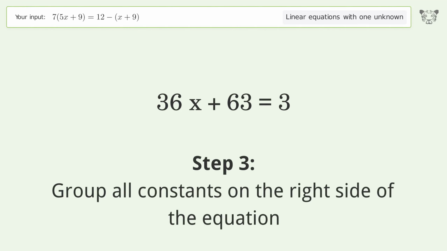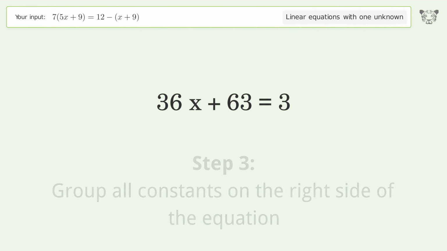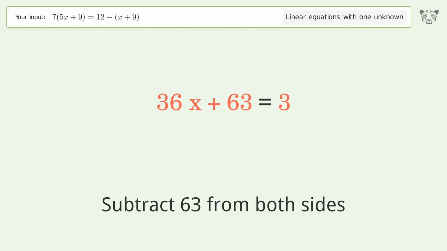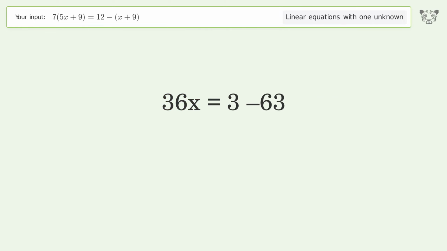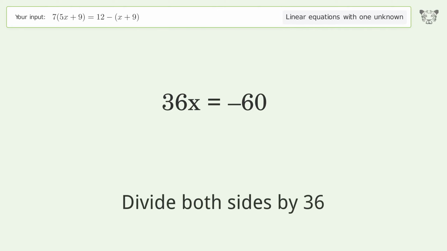Group all constants on the right side of the equation. Subtract 63 from both sides. Simplify the arithmetic. Isolate the x. Divide both sides by 36.